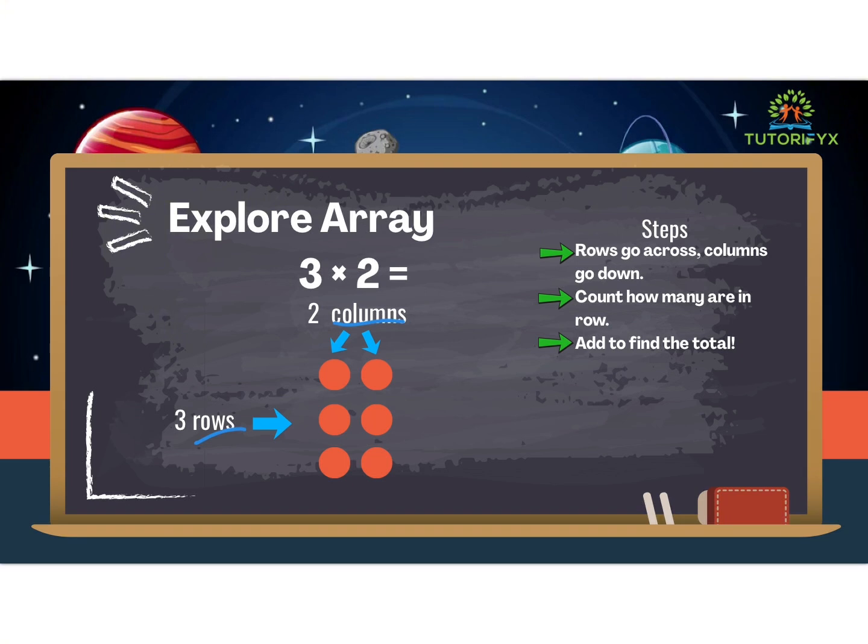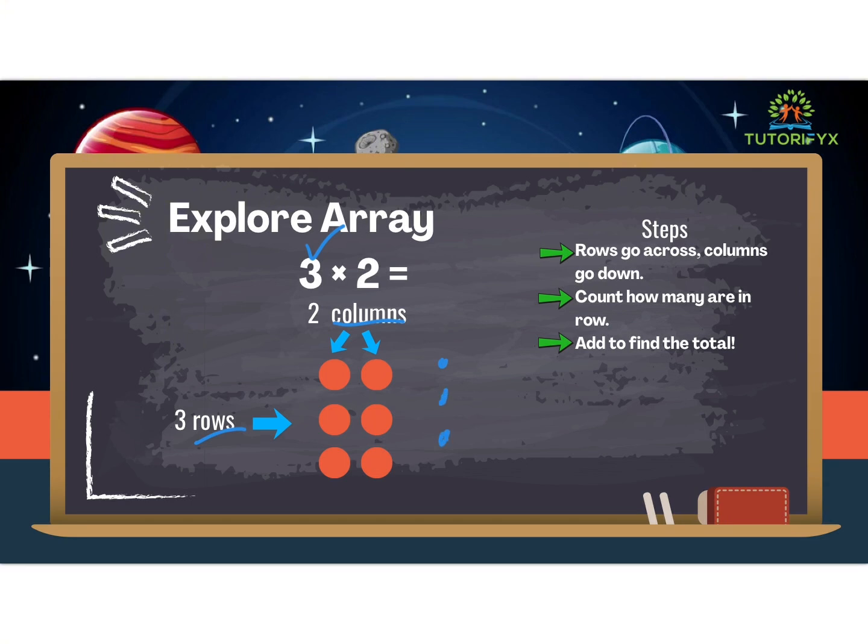So for this equation, I have 3 rows with 2 columns. Let's break that down a little bit. I'm going to go to a separate piece of my page here, and I'm going to redo this array so that it makes a little more sense to you. So when I'm starting off with the array strategy, you want to start off with your rows, because there are 3 rows of 2. 1, 2, 3.